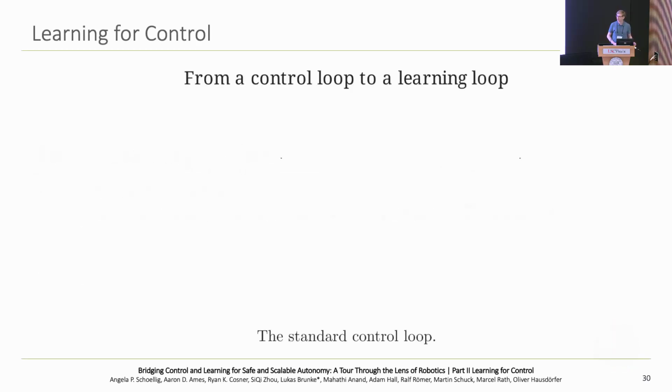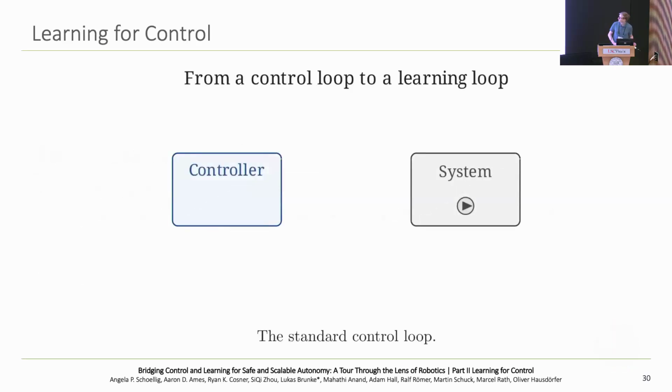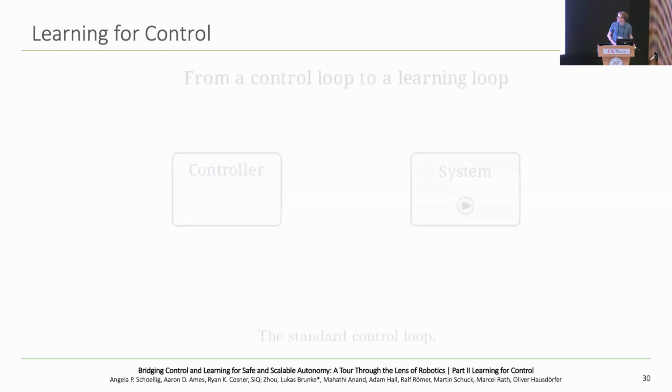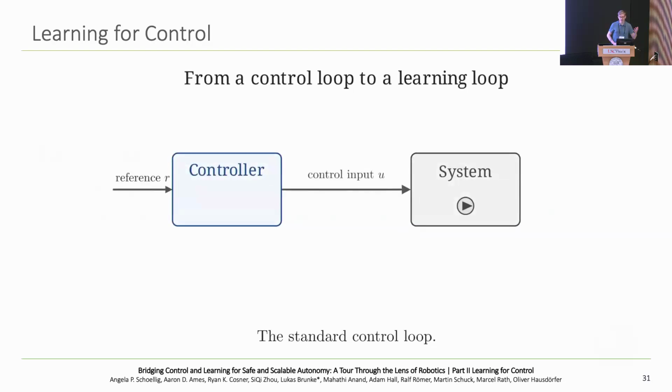So to kick it off, I have to show a block diagram. We have our controller and our system. The standard loop is that we have some kind of reference given, and then the controller provides a control input to the system. And this provides a state back to the controller that we can use in the next loop.